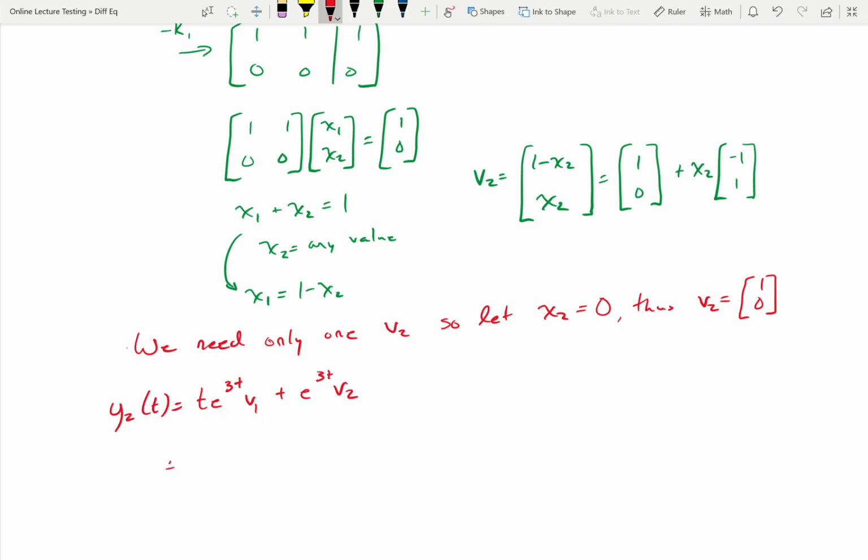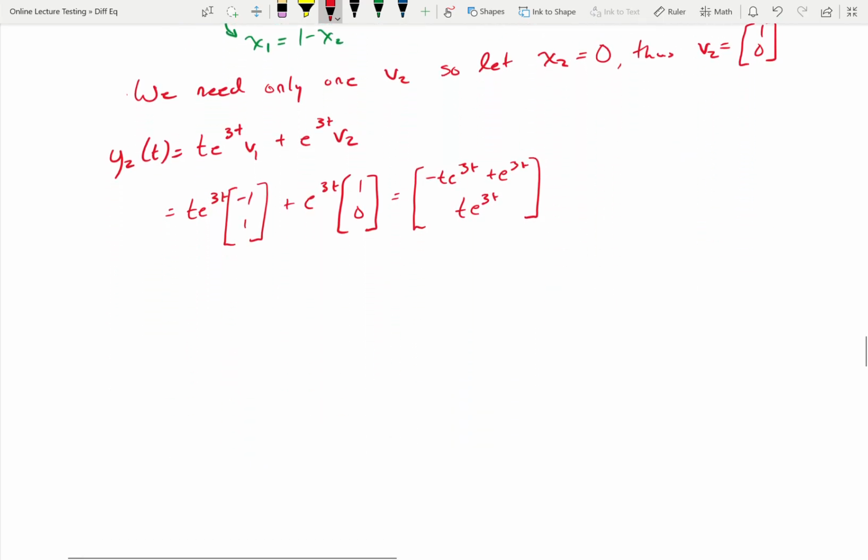So another way to write this, v1 we said was negative 1, 1, plus e to the 3t times 1, 0. And writing this out even further, we get negative te to the 3t plus e to the 3t, and then te to the 3t for that bottom one. All right, so this is our solution. Okay, so we need to check: did we just create a fundamental set?